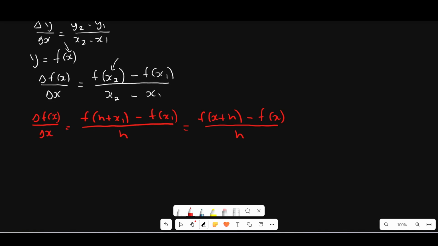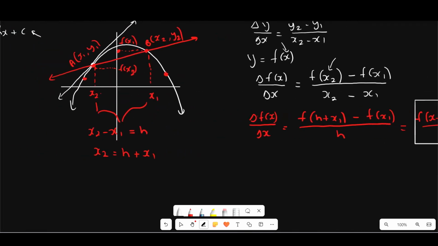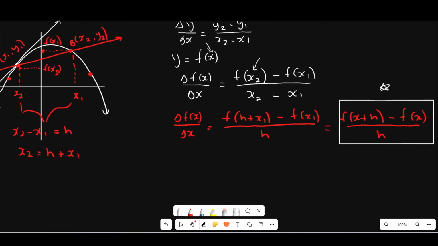So this formula now, it seems familiar, right? Whenever you are calculating the derivative using the first principle, you will use this formula here. It should be familiar to you, right? This is the formula that we use to calculate the gradient at a point.